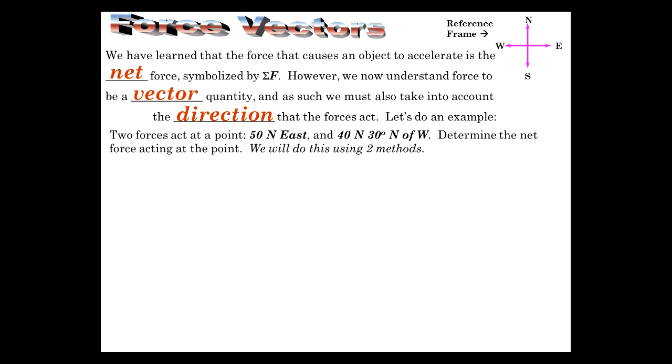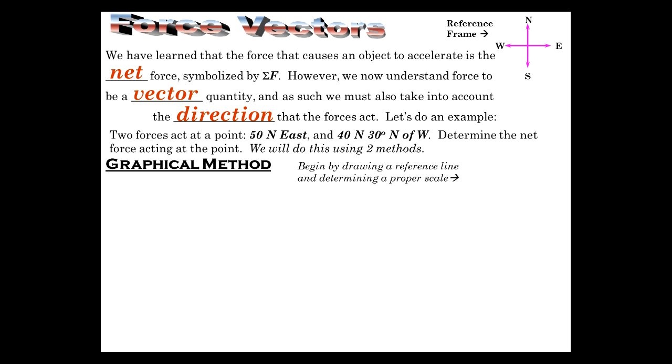Well, two forces acting: 50 newtons east and 140 newtons 30 degrees north of west. Let's determine the net force. We're going to do that using two methods. First of all, graphical. So we get our geometry instrument and we construct a scale. A scale that'll work in this case is probably 1 centimeter is 10 newtons. As you can see, for 50 newtons then we'd have 5 centimeters. So that should fit on your paper comfortably. After we do this, we'll then do the trigonometric method to see how that works as well.